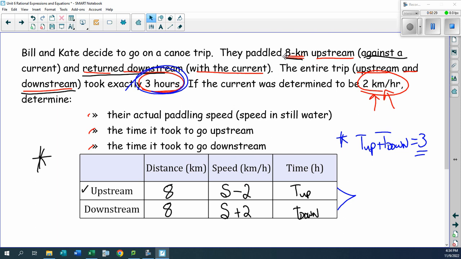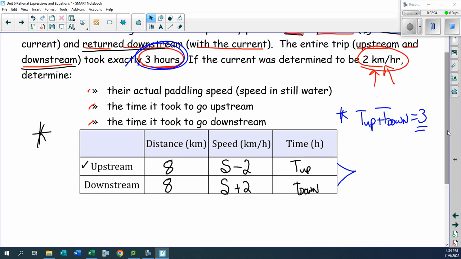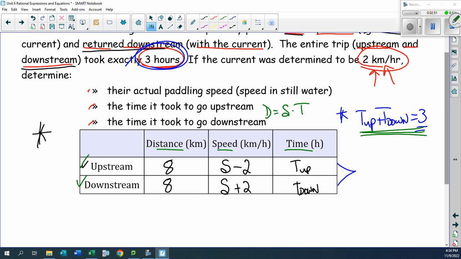Okay, so how's this going to work? Simple. This is a DST question. You know it's a DST question, and I purposely wrote it out as distance, speed, time like this because that tells us what the formula is. The formula is distance equals speed times time. But since this is the big hint, why don't you look at this upstream and downstream and let's convert this into times? Because we know the time up and the time down is 3. That's the big hint on this question.